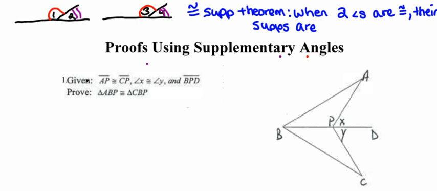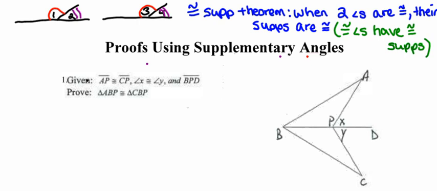Another way you might say this is to say congruent angles have congruent supplements. Or in other words, going back to my picture, because angles 1 and 3 are congruent, their supplements, angles 2 and 4, have to be congruent as well.